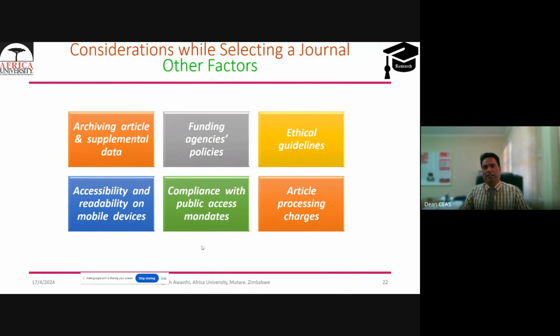These are the other factors which we have to take care of, like the article and supplementary data, metadata, and funding agencies' policy. Sometimes there is research, for example in biomedical or malaria or some other areas, where agencies need their recognition. They are funding you, and when the work is ready, don't forget to add the names of these funding agencies. Ethical guidelines and article processing charges are also there. So these are some other factors which we have to check before publishing our paper.